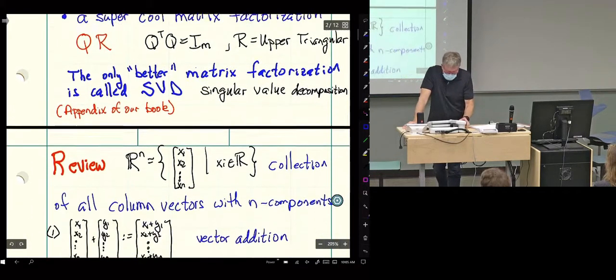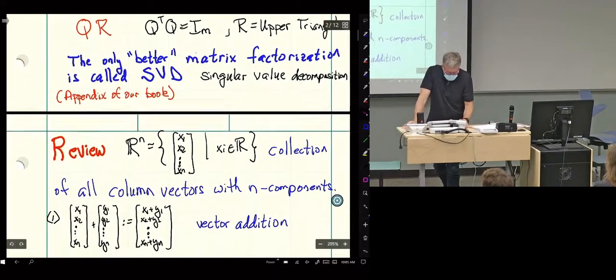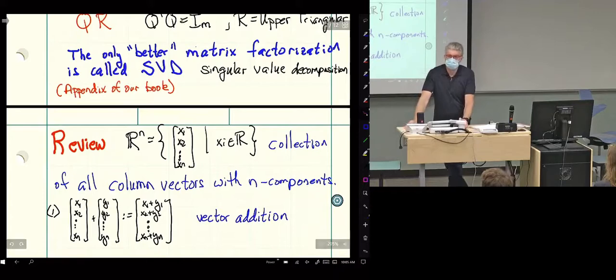And then the only better matrix factorization is called the singular value decomposition. It's in the appendix of our book. So if a year from now you're feeling like, okay, I'm ready to start attacking that one, it's all developed in the appendix, okay?